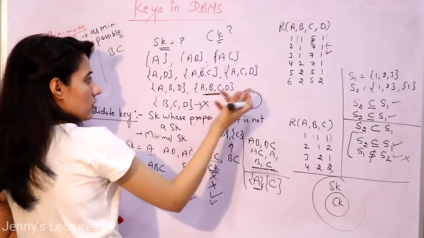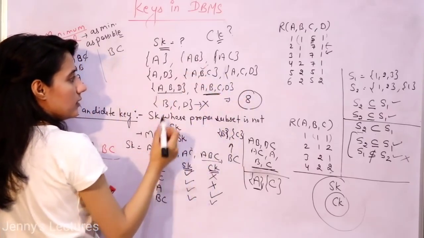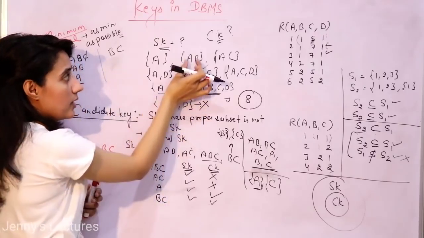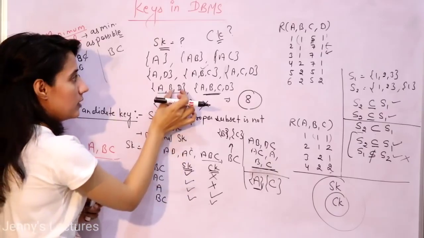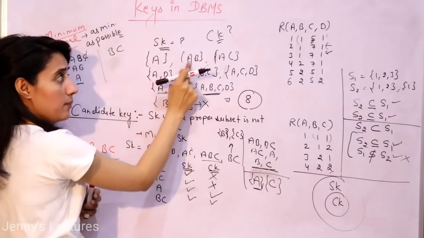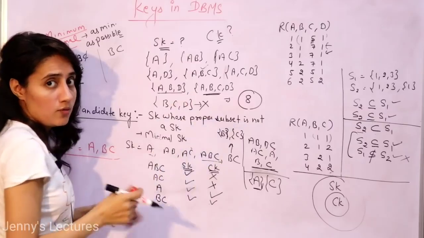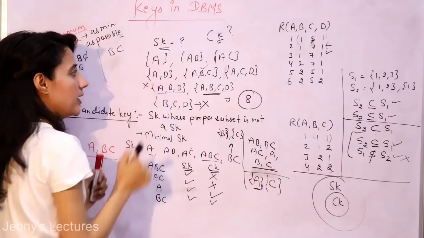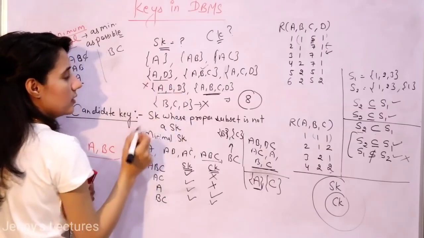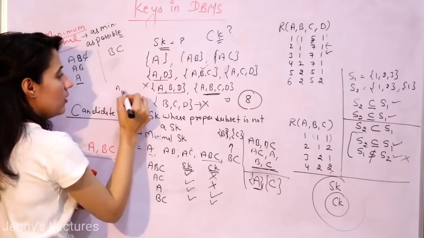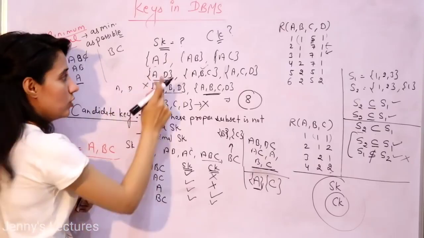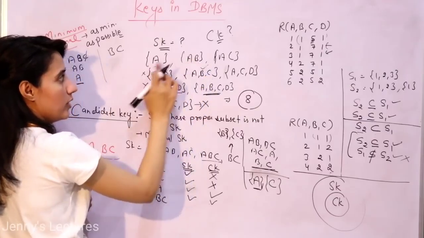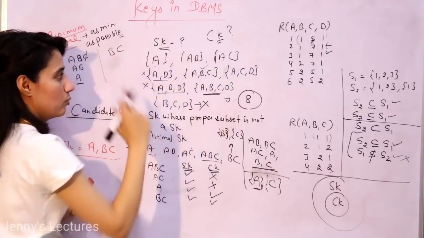Now suppose I am taking ABD. For this, a proper subset may be AB. AB is a super key, or you can say BD. BD is not a super key, but AB is a super key, right? If even one proper subset is a super key, then this cannot be a candidate key. Now I am taking suppose AD. Proper subsets may be one is A, one is D. Now A is a super key, so this cannot be a candidate key. Like AB, here also A is a super key. AC, here also A is a super key.